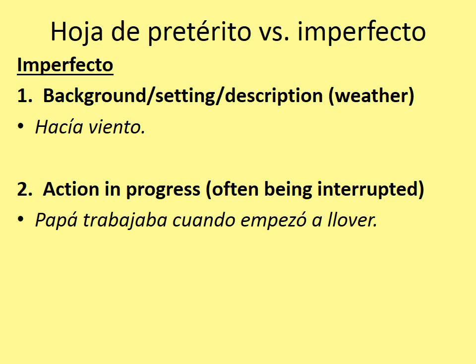Also, here's the action in progress. This is the thing that's often being interrupted. So he was working when it started to rain. So papá trabajaba cuando empezó a llover. Again, what he was doing is the imperfect part, and the preterite will be the thing that interrupted his working.